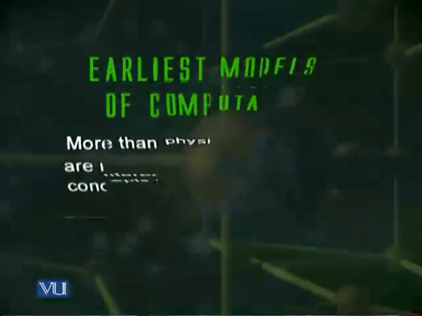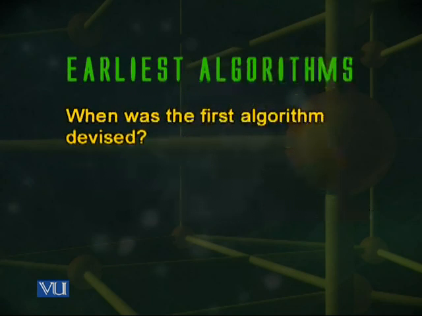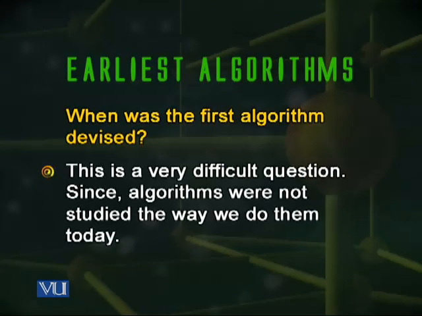But the story that I'm interested in is the story of computational thought, of computational ideas. How did those ideas evolve? More than physical devices, we are interested in the history of concepts in computing. We are interested in very basic questions. Let us ask the following more important question. When was the first algorithm devised? This is a very difficult question, since algorithms were not studied the way we do them today.